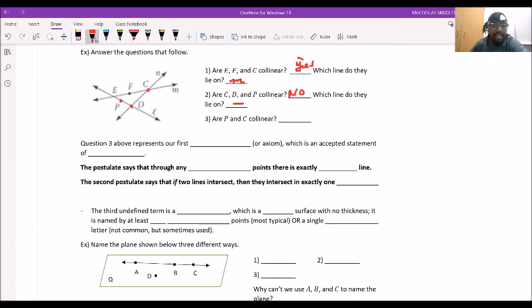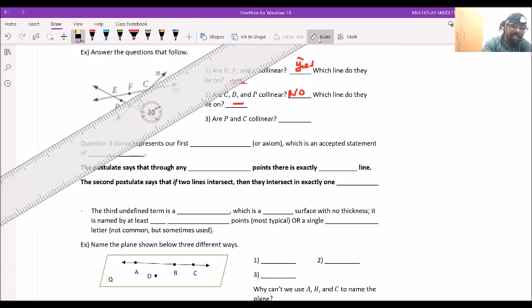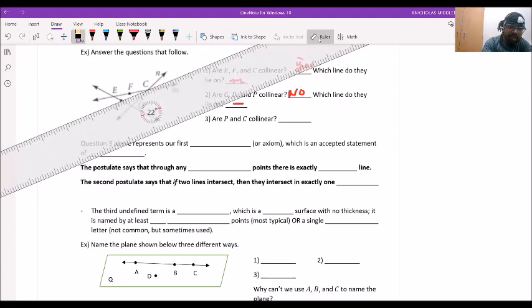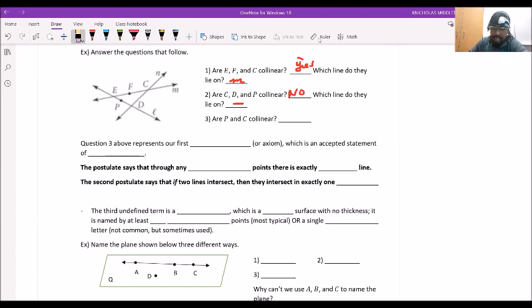And then finally, are P and C collinear? Take a second, answer that question. Even though we look at P and C and there's no line drawn through them, our ruler shows that there is a line that will go through P and C. Even though it's not drawn, it's here. So therefore, P and C are collinear. The answer is yes.